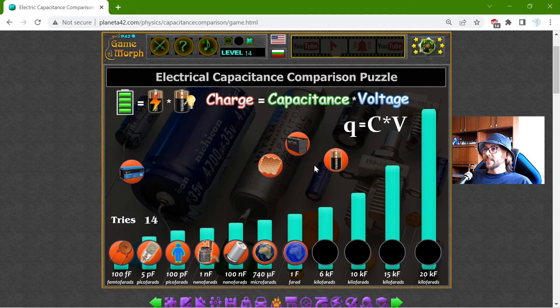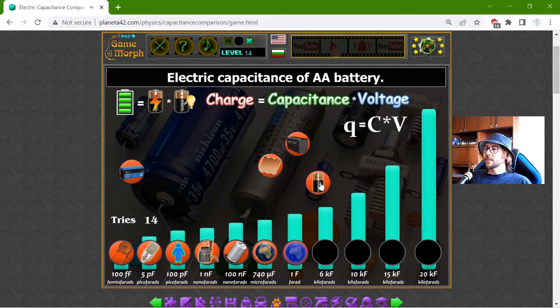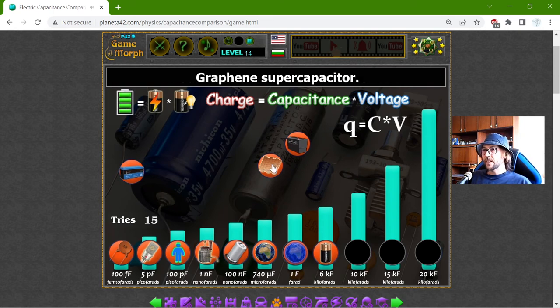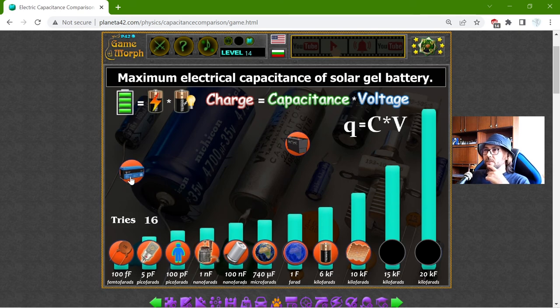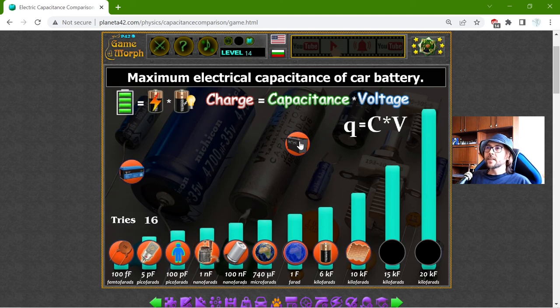And now the batteries remained. I think I will begin with the electric capacitance of an AA battery, which is 6 kilofarads. Then the graphene supercapacitor is in general 10 kilofarads. When you put 1.5 of these things, you receive the maximum electrical capacitance of a car battery.